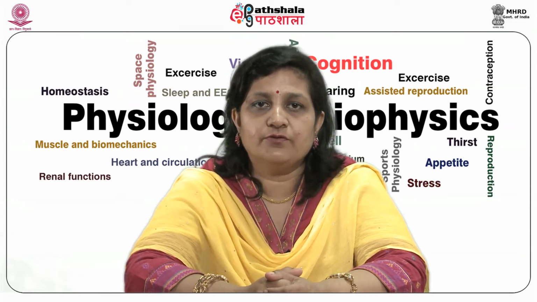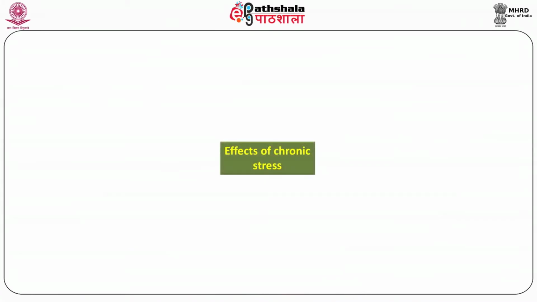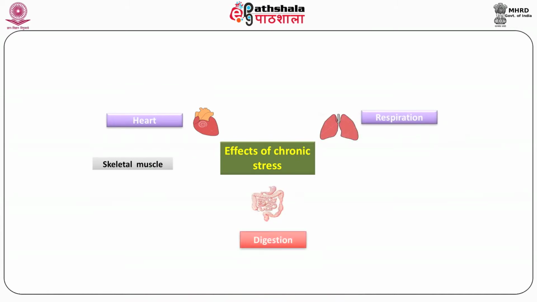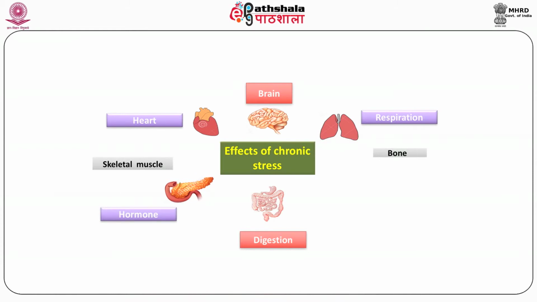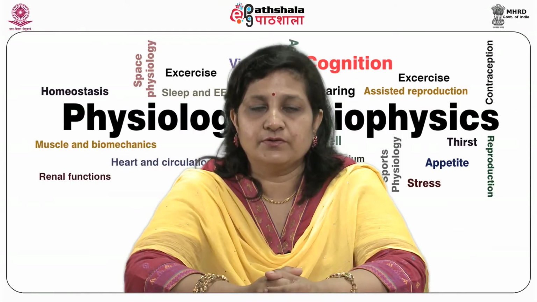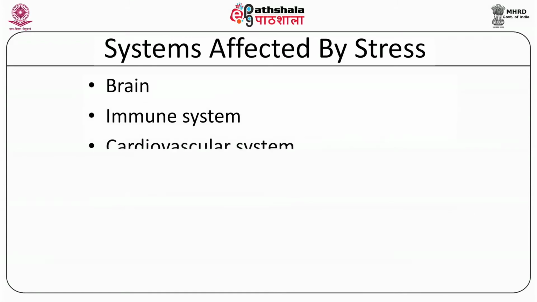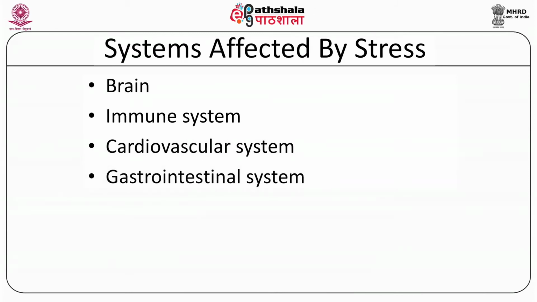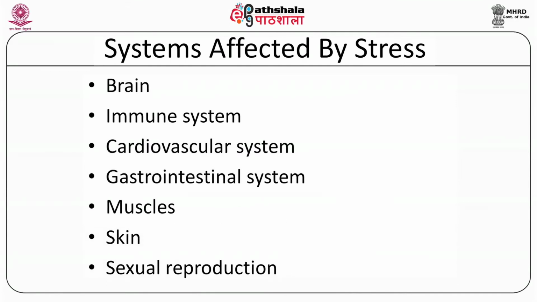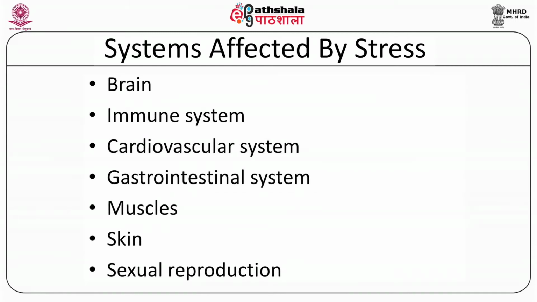Now, what are the effects of chronic stress? Chronic stress can affect the skeletal muscle, heart, the digestive system, respiration, the brain, the skeletal system, that is the bones of our body, the hormones, the reproductive aspect of life. Now, what are the major systems which are affected by stress? The central nervous system, the immune system, which is the guard of our body, the cardiovascular system, the gastrointestinal system, and the musculoskeletal system, the skin, and the reproductive system.